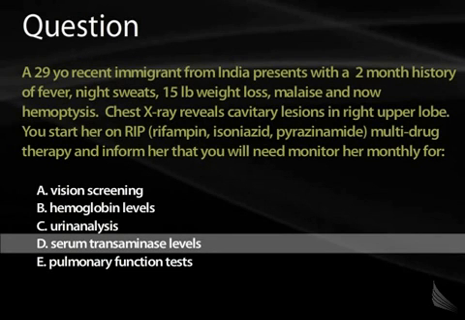levels frequently. Pulmonary function tests are important, but not necessarily because of the medication, just to see how the disease process is going. Vision screening is important for ethambutol. Hemoglobin levels are important for anemia, which are not really associated with these medicines. Urinalysis doesn't really apply here.